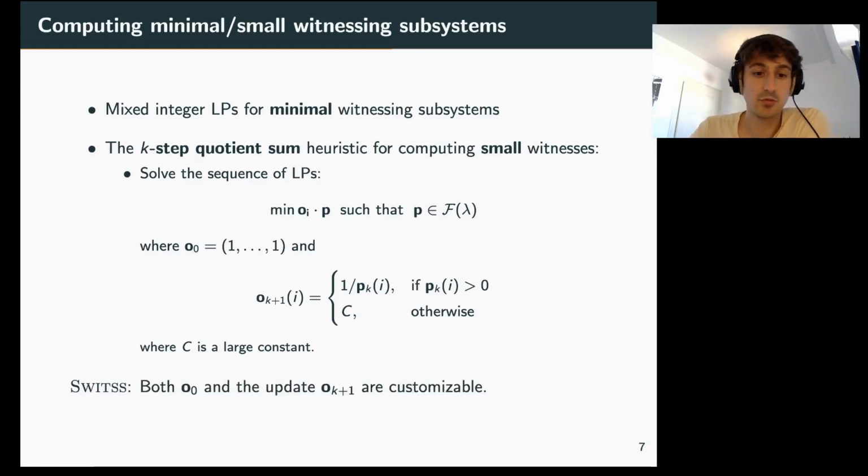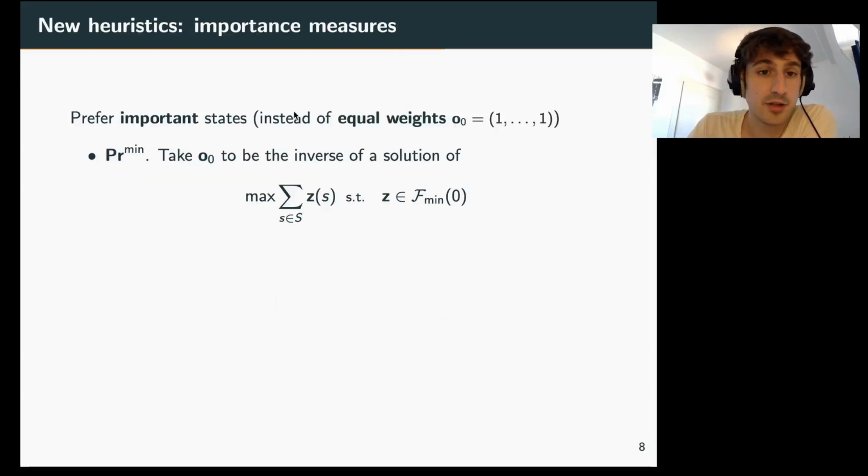And in SWITSS, we can update both the initial objective and this update function. We have actually experimented with other initial objectives, and we have come up with this. Instead of just taking the equal weights initialization, we do the following. For minimal reachability probabilities, we take O0 to be the inverse of a solution of this LP. This LP maximizes the sum over all Farkas certificates where lambda is set to be 0.